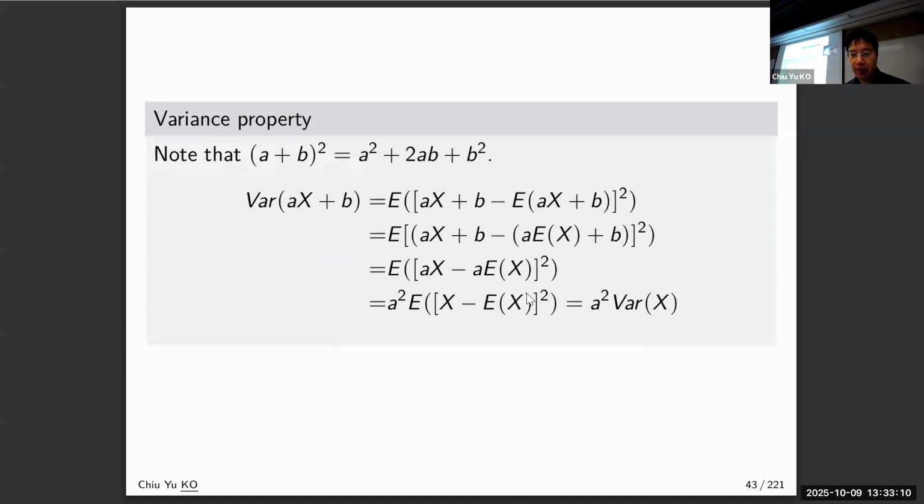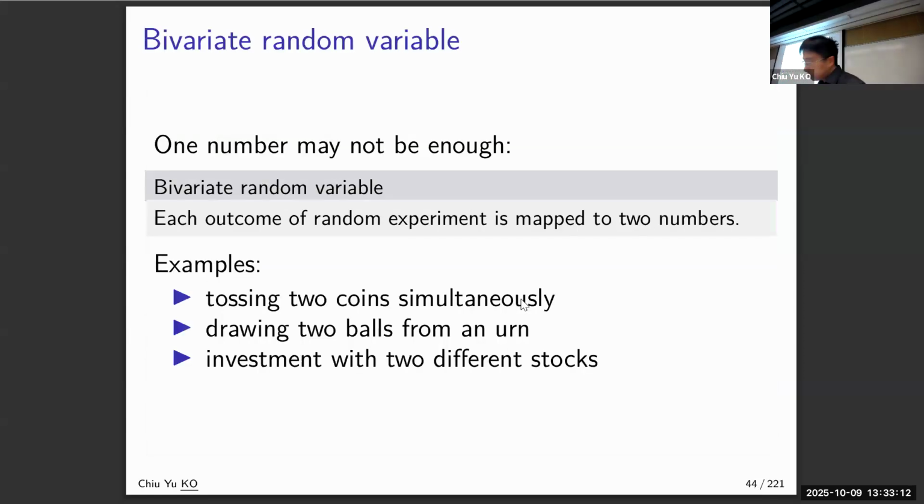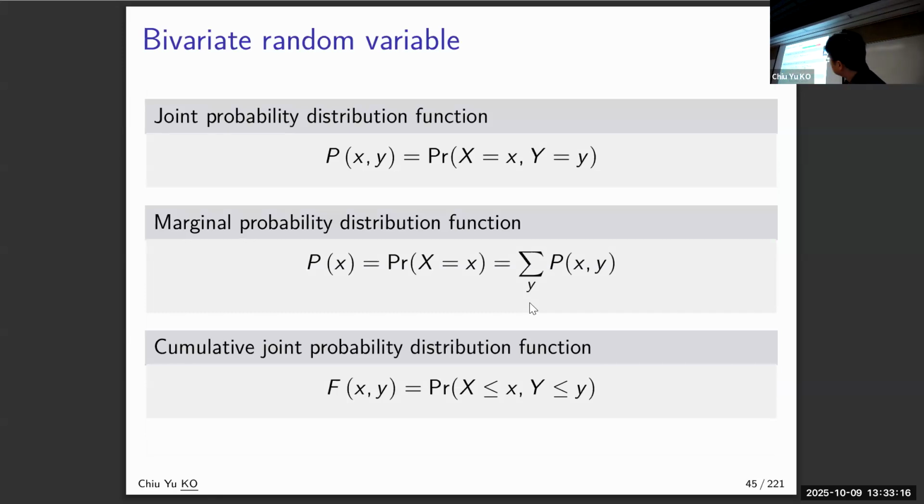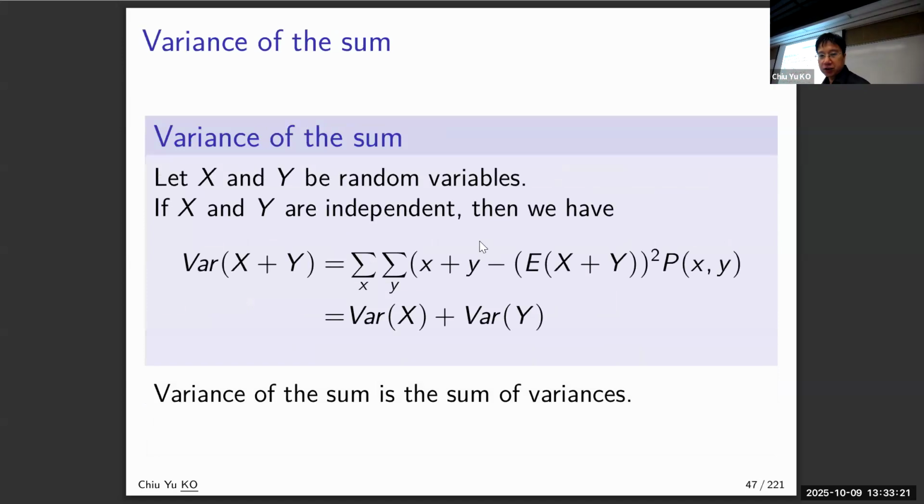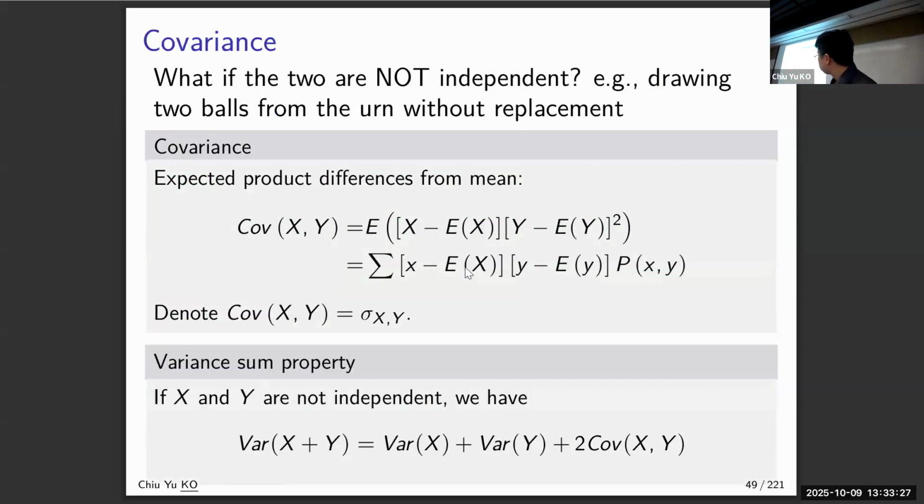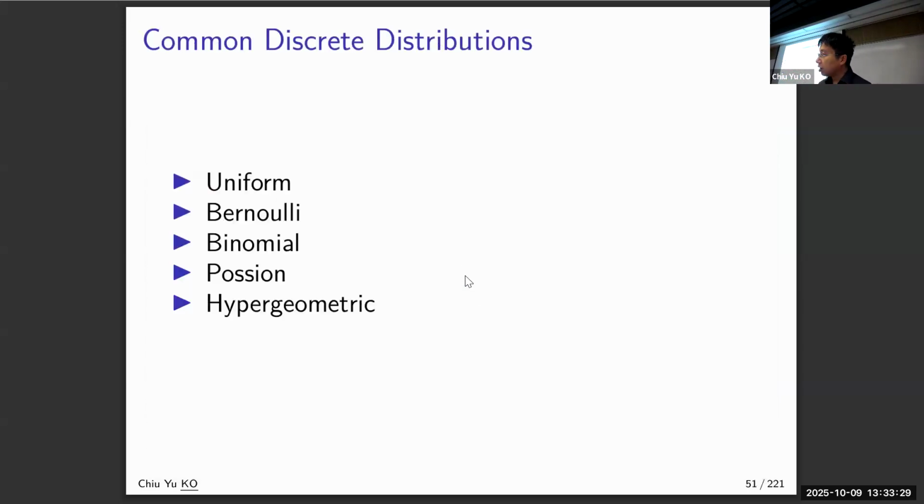After that, we talked about more than one variable. Then you have a joint probability function, and the expectation of a sum is the sum of expectations, and the variance of a sum is the sum of the variances, but this only holds true for independence. If not, then you have the covariance. And everything, those formulas, also holds for continuous.